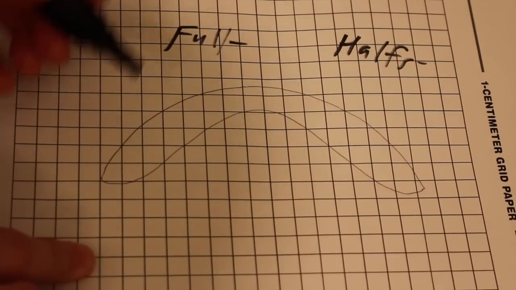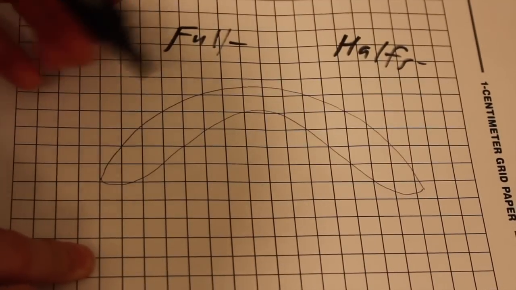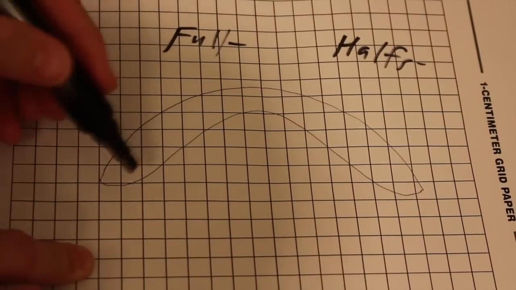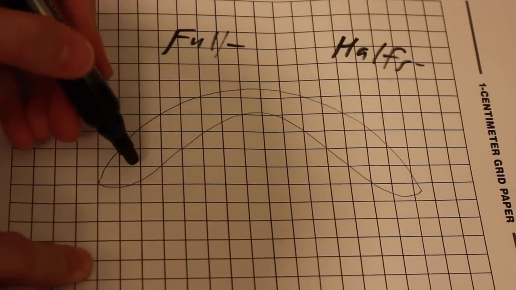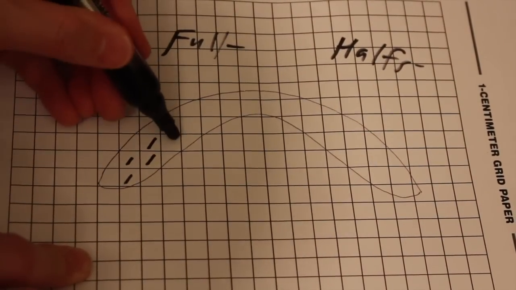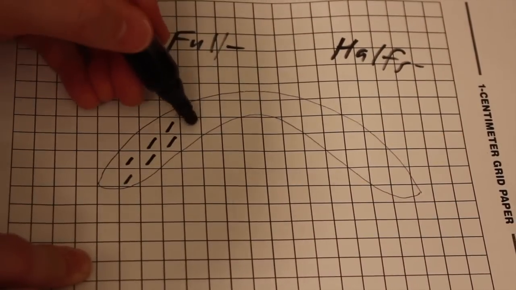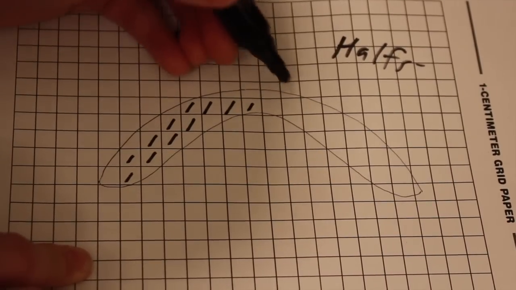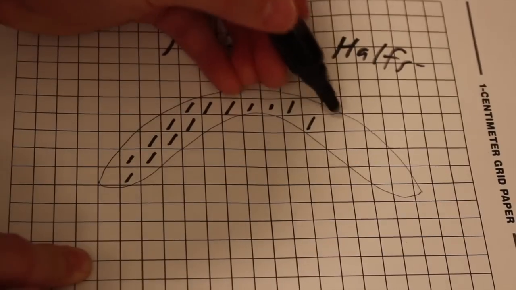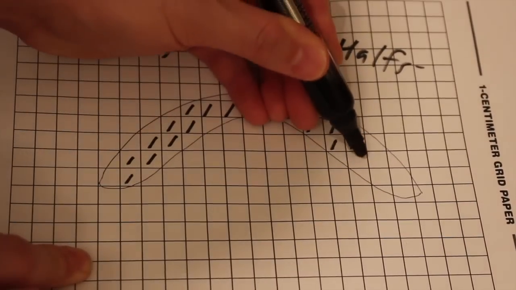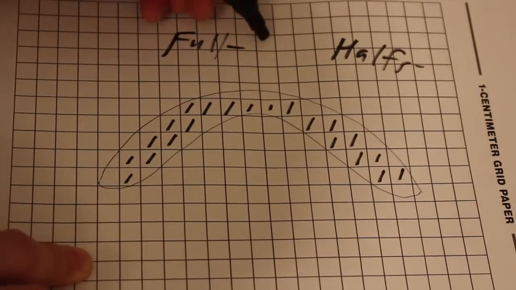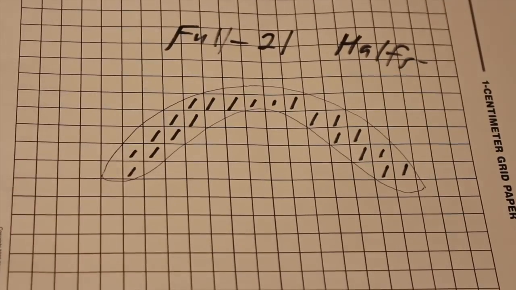I'm just going to go ahead and put a 1 next to all the full squares. This one I'm going to consider a whole full one, because we're just approximating. So there's 1, 2, 3, 4, 5, 6, 7. I'll just count this one: 8, 9, 10, 11, 12, 13, 14, 15, 16, 17, 18, 19, 20, 21. So I have 21 full squares.